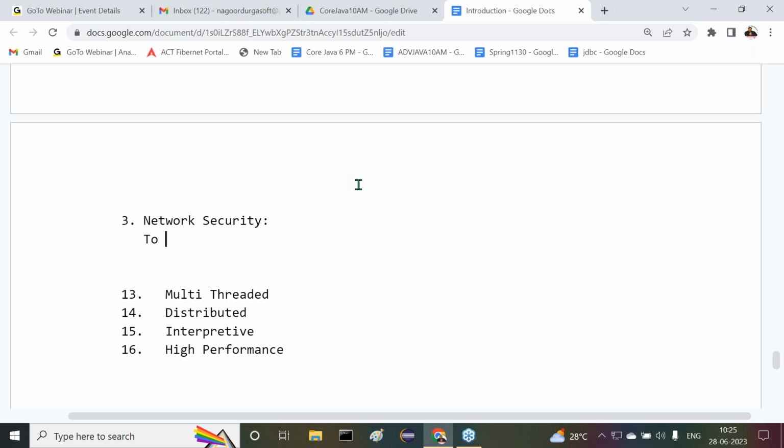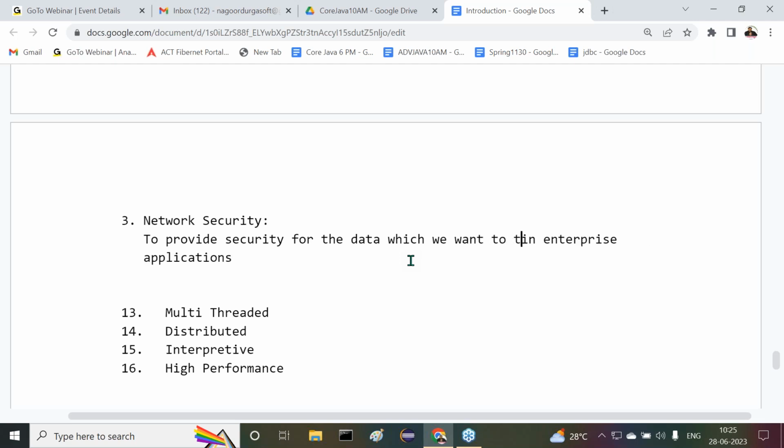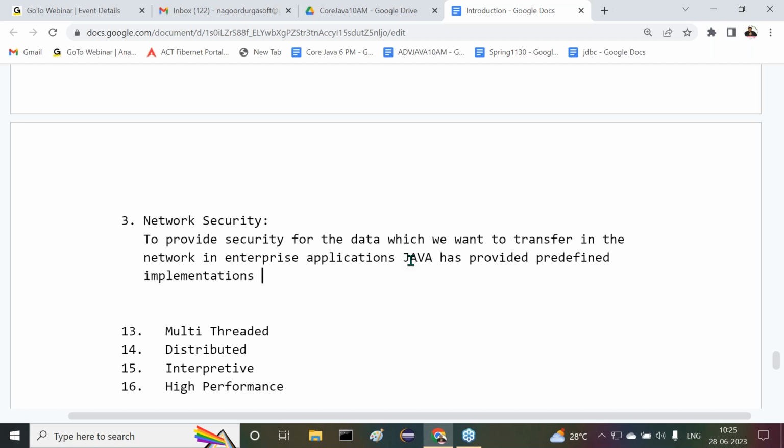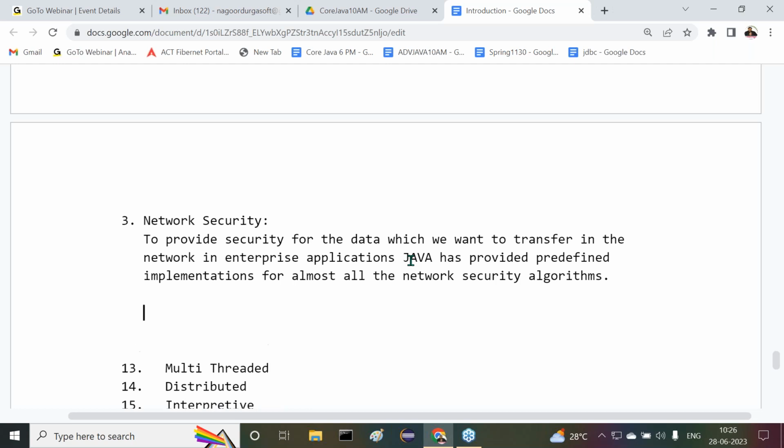Right, sir. Observe carefully. To provide security for the data which we want to transfer in the network in enterprise applications, Java has provided predefined implementations for almost all network security algorithms. Because of this reason, we can understand that Java is providing network security. Finally, Java is very good at implicit security, web security, and network security. Finally, we can conclude that Java is a secure programming language.